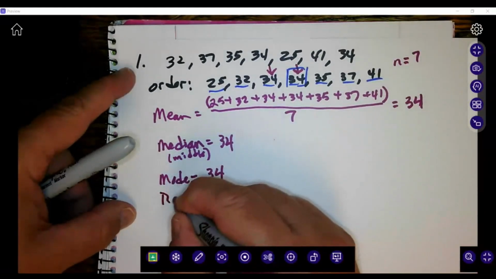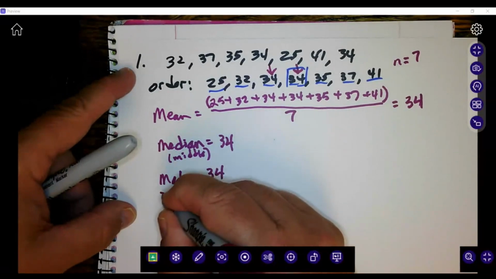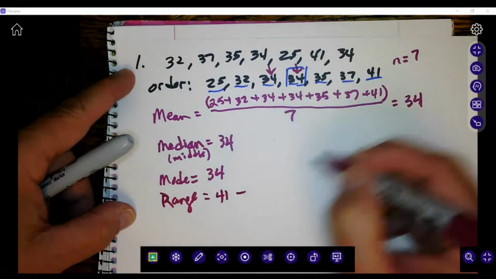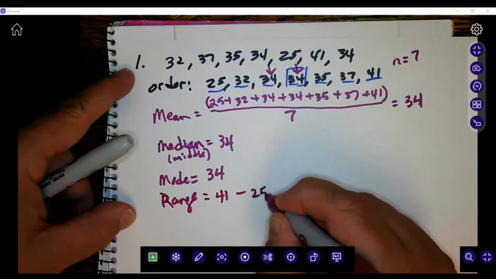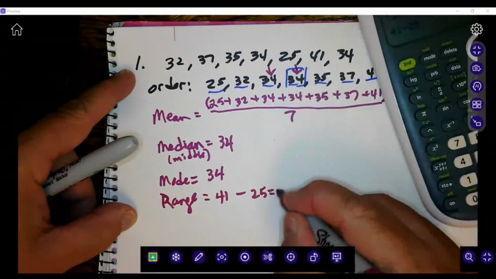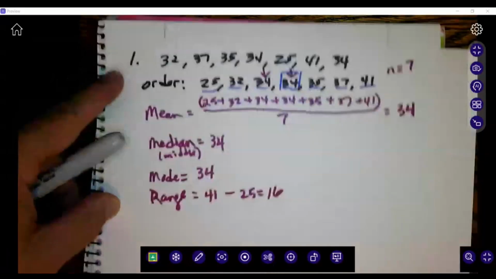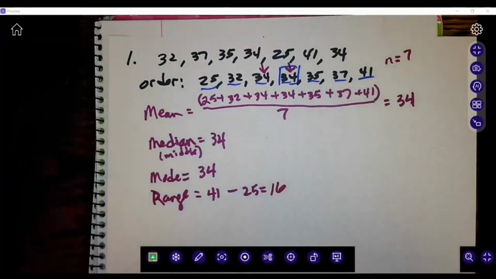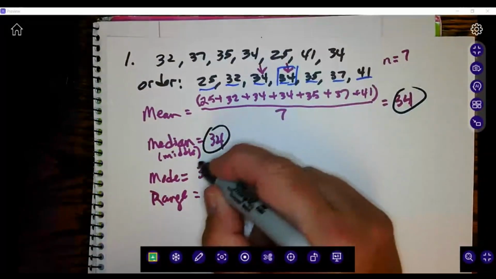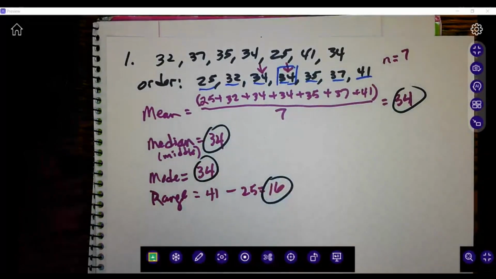And then finally, range. We take the largest number, 41, we subtract the smallest number, 25, and when we do 41 minus 25, we get 16. So those are our values for number 1. 34, 34, 34, and 16. Okay?